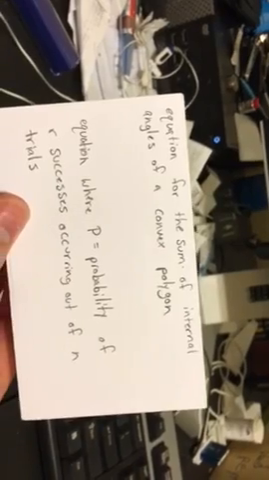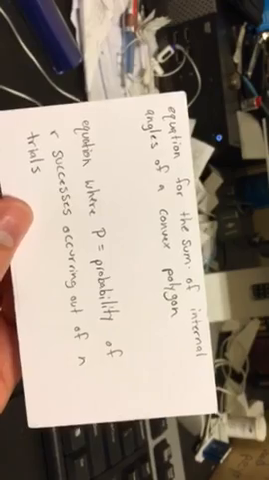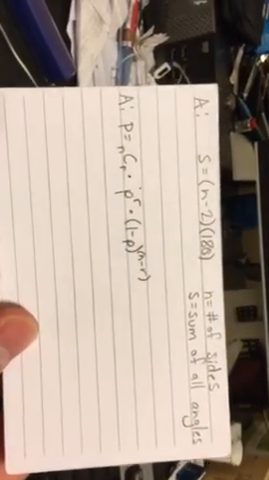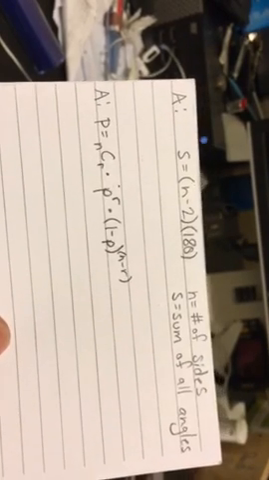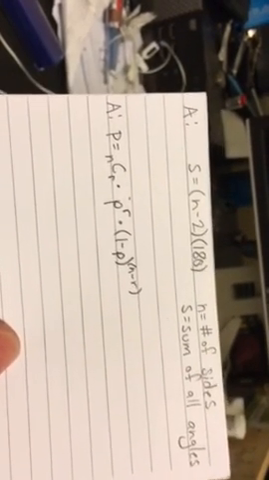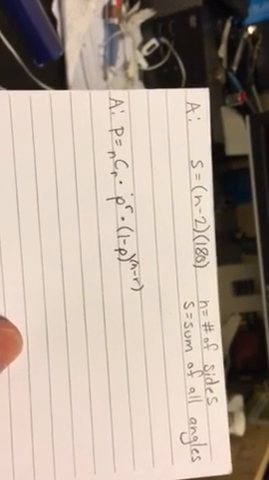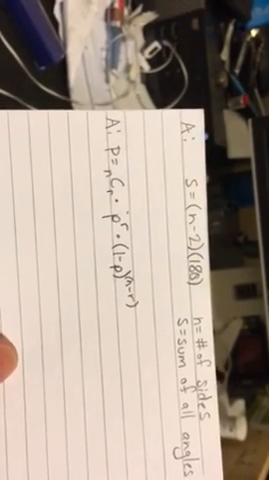Then is the equation for the probability P of r successes occurring out of n trials. So this is kind of a complicated one. I want to look at this one later. P equals n C r times p to the r times, in parentheses, 1 minus p, in parentheses, to the, in parentheses, n minus r power. My gosh, that equation's weird.